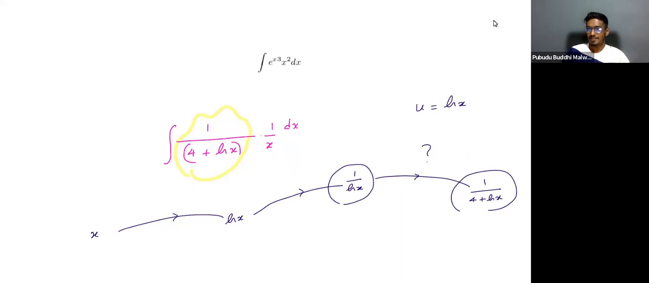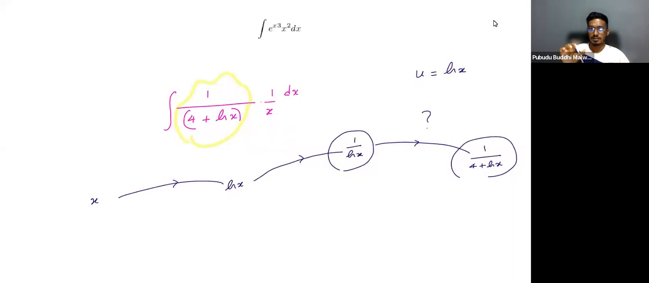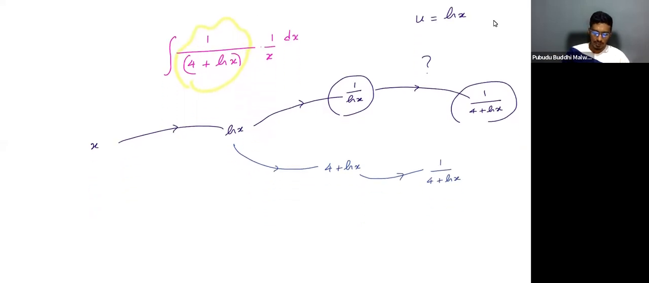Hence, the next function should be 4 plus natural log of x. That's very important. Identifying functions. Then we can take the reciprocal of this function, that is the outer function. So basically here we have 3 functions. Let me name them f, g, h.